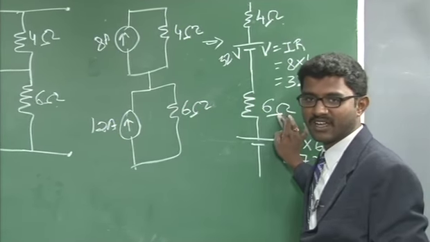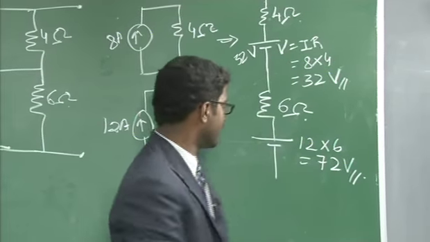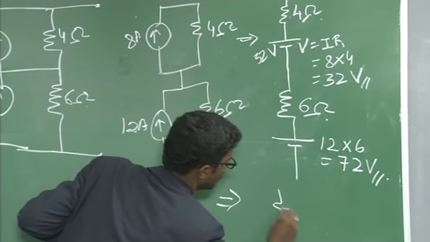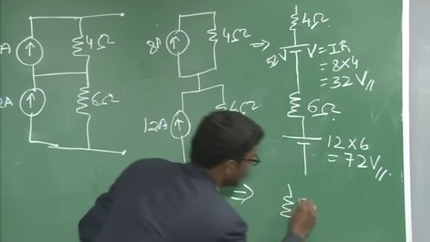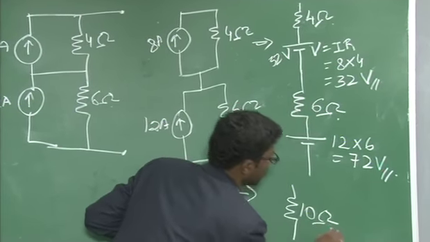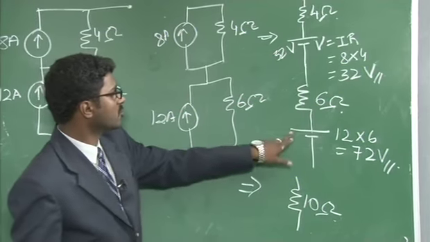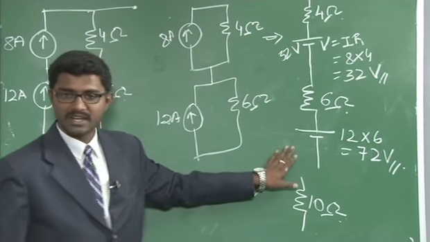Now you can see there are two resistors connected in series. If two resistors are connected in series, then you need to sum them up. So the equivalent, if you add the two resistors 4 plus 6, will be equal to 10 ohm resistor. Then there are two voltage sources which are connected in series.